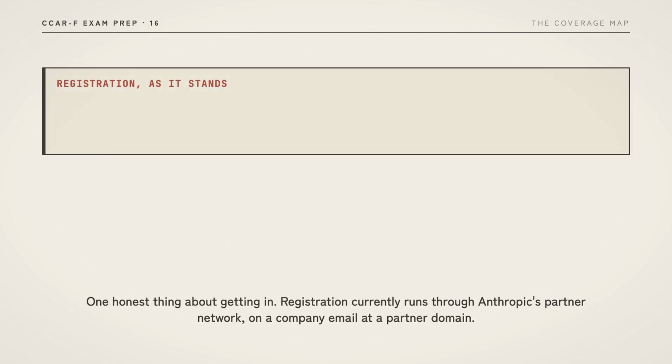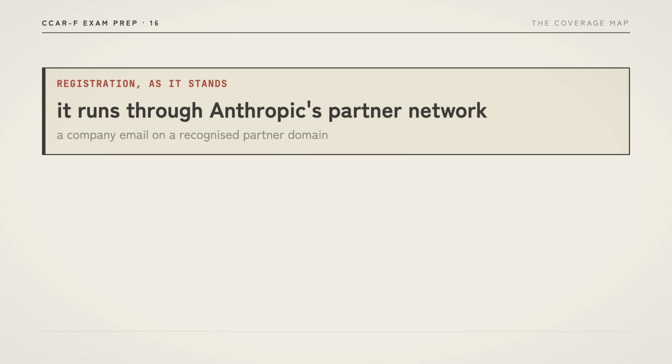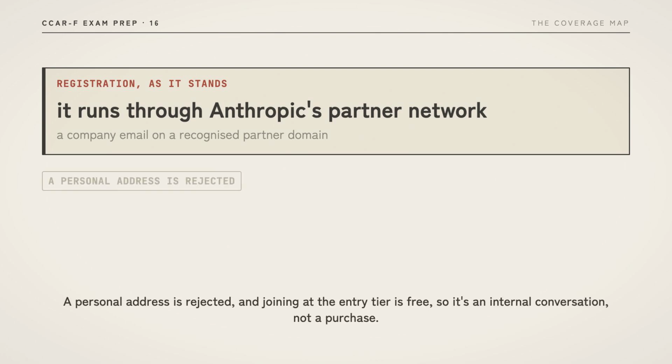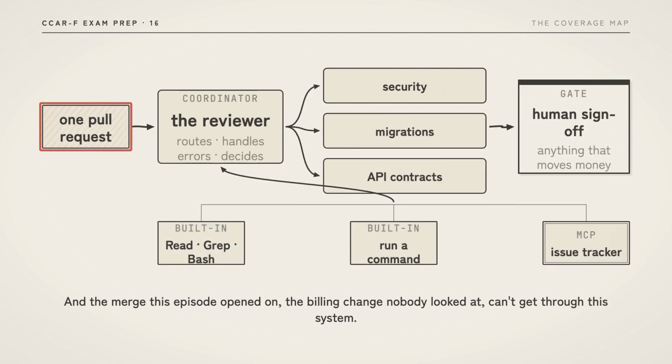One honest thing about getting in. Registration currently runs through Anthropic's partner network on a company email at a partner domain. A personal address is rejected, and joining at the entry tier is free, so it's an internal conversation, not a purchase. And the merge this episode opened on, the billing change nobody looked at, can't get through this system.